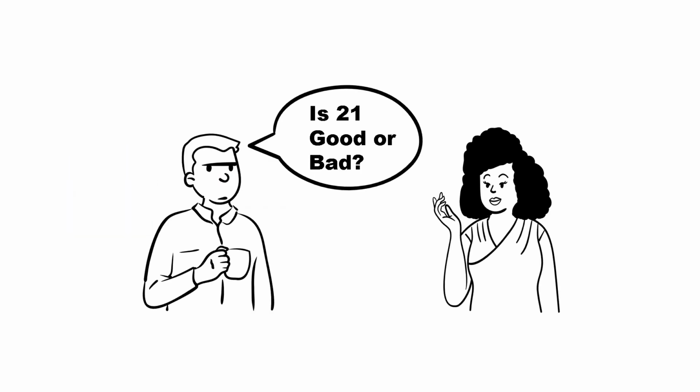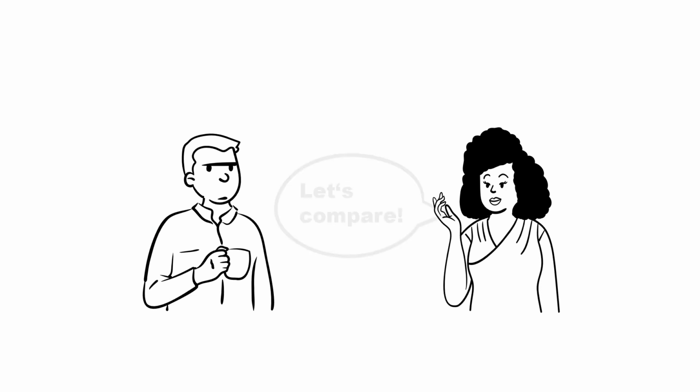So, is 21 a good or a bad ratio? That depends. You cannot look at just one PER in isolation. It is only useful for comparing shares.